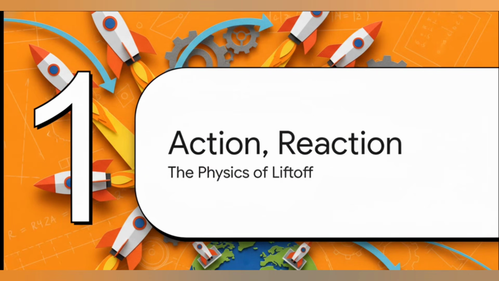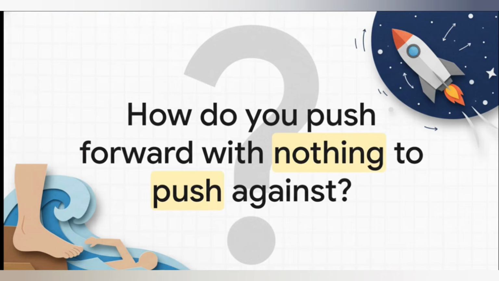The one that every single rocket engineer has to answer before they can even get started. I mean, really think about that for a second. Here on Earth, to move, we push against something, right? We push against the ground to walk or the water to swim. But out in the vacuum of space, there's nothing. So how in the world do rockets move?